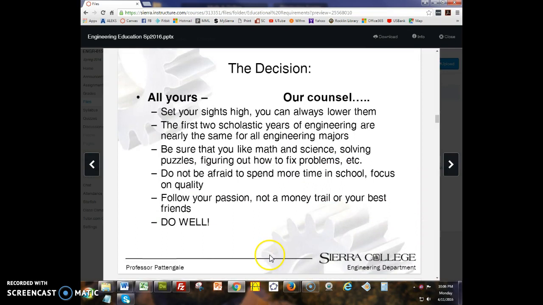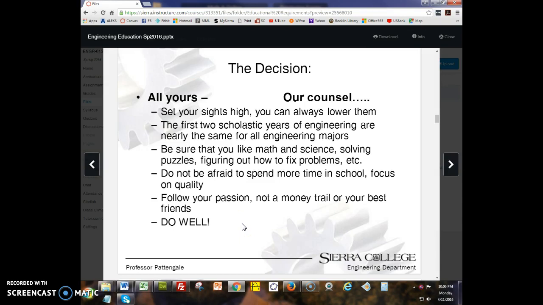So the decision is all yours to make. We'd love to help you. Set your sights high. You can always lower them. And the first 2 years are pretty much the same for all engineering majors, so you don't really have to decide which branch right away.